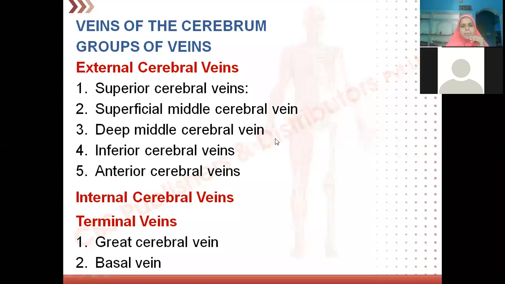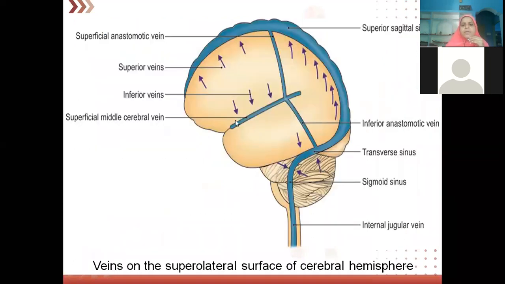So, veins of the cerebrum. Now we have just discussed the arteries, isn't it? Now we will see the veins. So what are the various veins we have? So this is the superolateral surface of the brain.